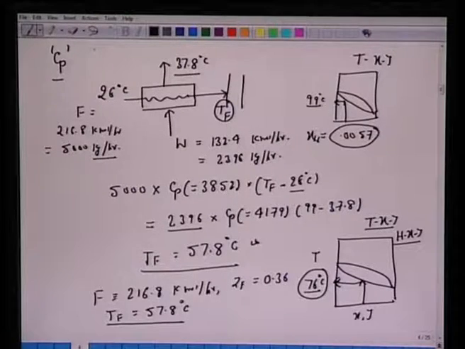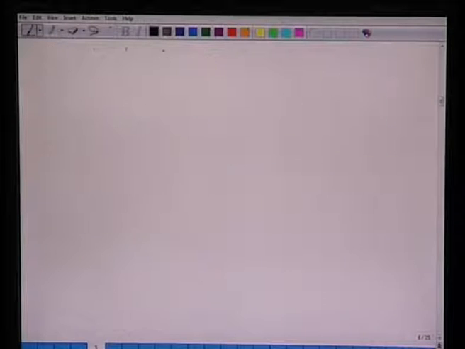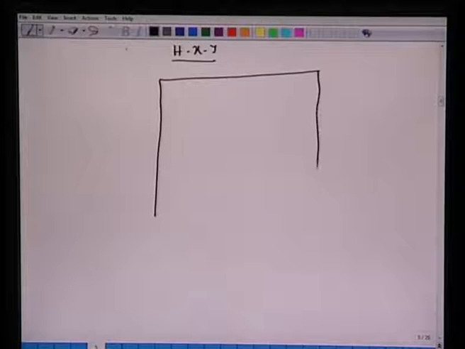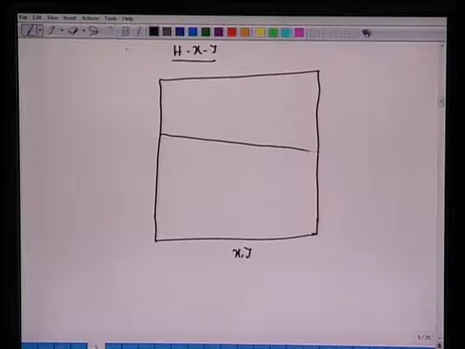All right. So now we come back to this. Now we start this HXY diagram. So we have this HXY diagram, and we would like to mark as many points as possible there. So HXY, and we have this HV, and we have this HL. HV and HL.